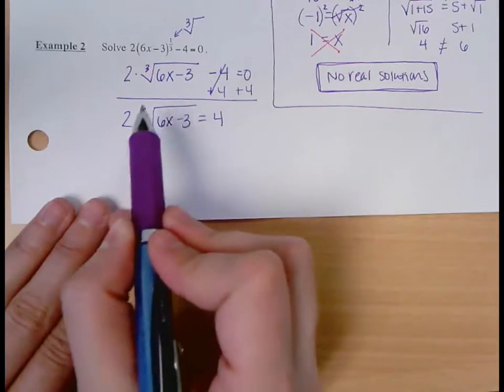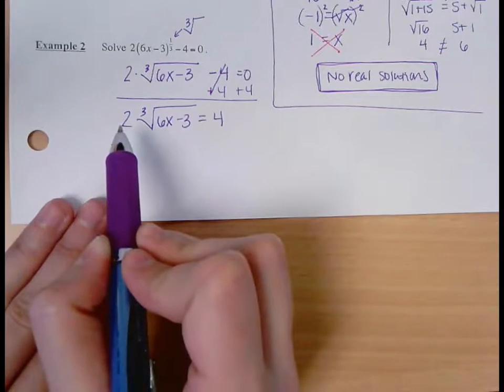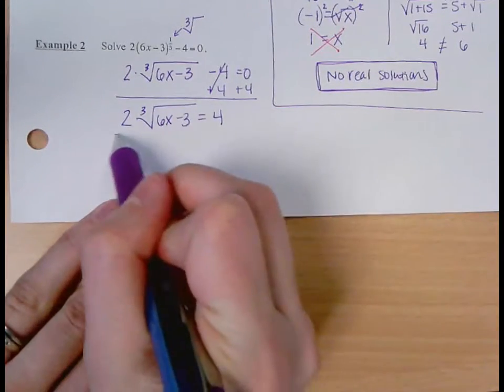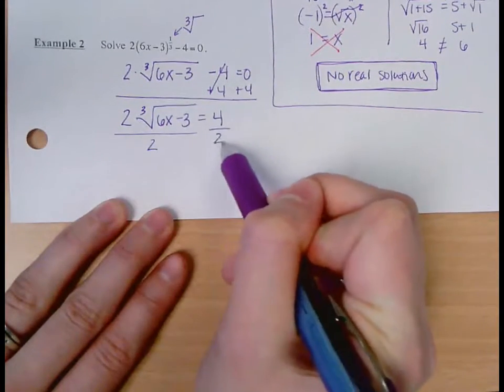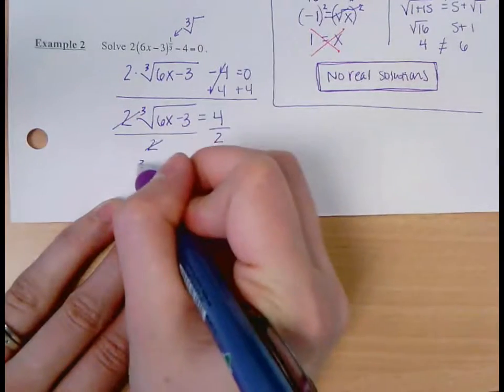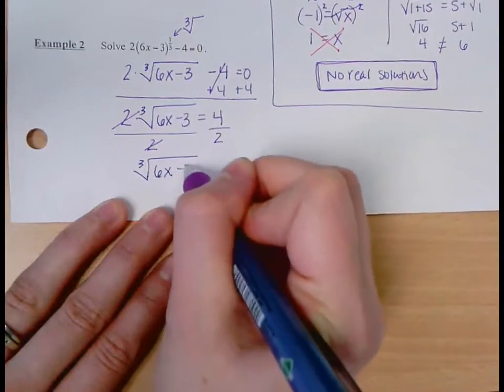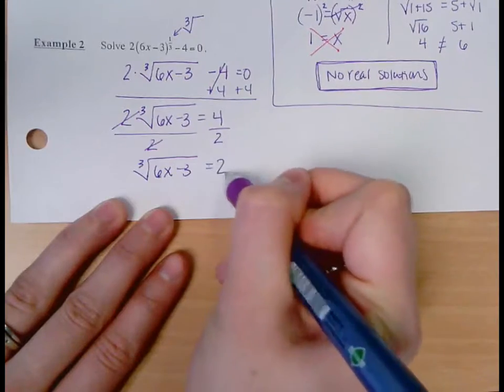And then before I try to get rid of that cube root, I need to get rid of the 2 in front that's being multiplied. So I'd have to divide both sides by 2. So the cube root of 6x minus 3 equals 4 divided by 2, which is 2.